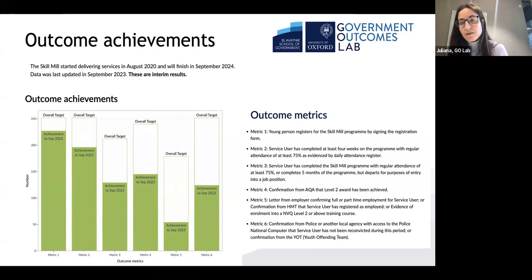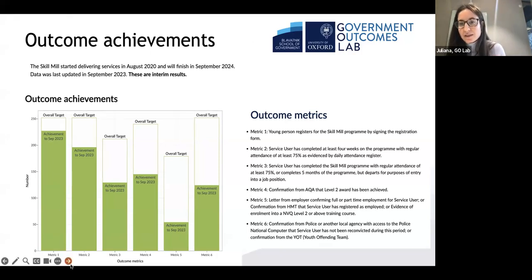And this is a bar graph where every bar represents an outcome metric. On the top of the bar, you can see the overall targets for that particular metric. And I'm referring to targets for the whole project. So these are not quarterly targets. These are the targets for the entire project. Our expectation is that when time goes by, we're going to see the green part of the bar growing.